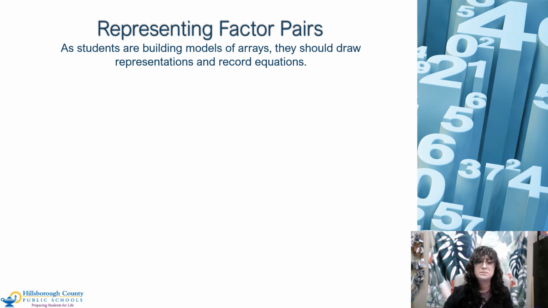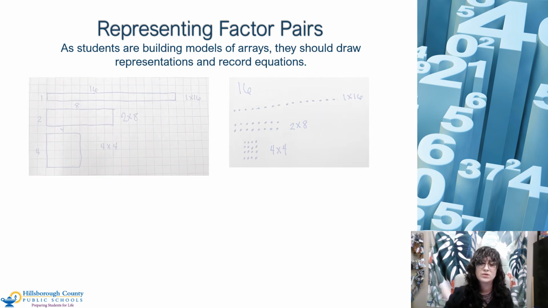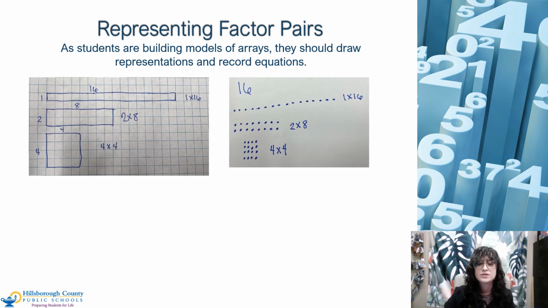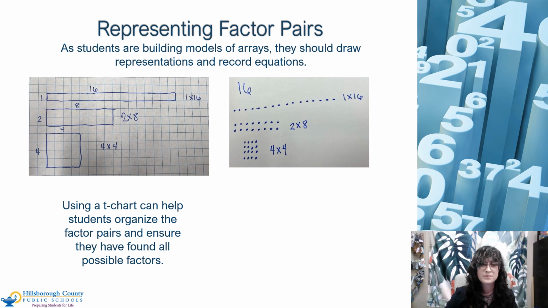As students work with building models of arrays, we also want them to draw representations as well as record those equations. You can use graph paper, you can use dots to make your arrays. Notice that all of these arrays are labeled with an equation showing how many rows I have and how many are in each row. So for the number 16, I have one row of 16, two rows of 8, and 4 rows of 4. Using a T-chart is going to be a great way to help students stay organized and ensure that they found all possible factor pairs.